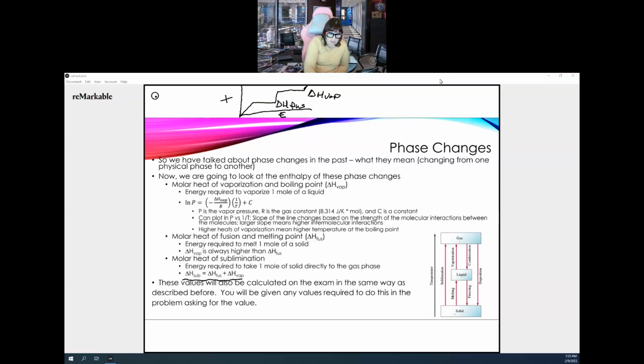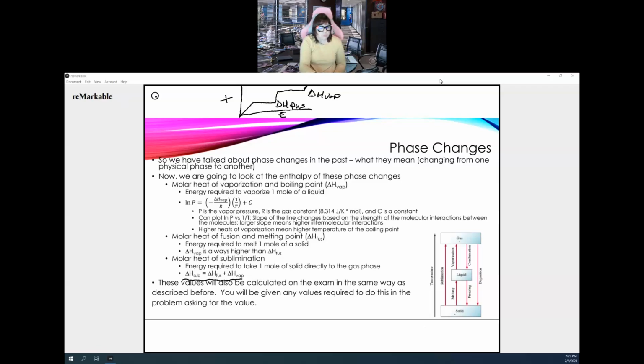We can always do it in the opposite direction, so go from gas to liquid and liquid to solid. And of course, we can go from gas directly to solid. Those are all the phase changes that we see. When we do it in the opposite direction, they're the same magnitude, same size, different sign.